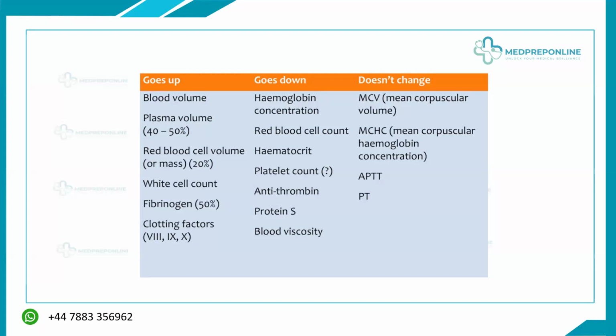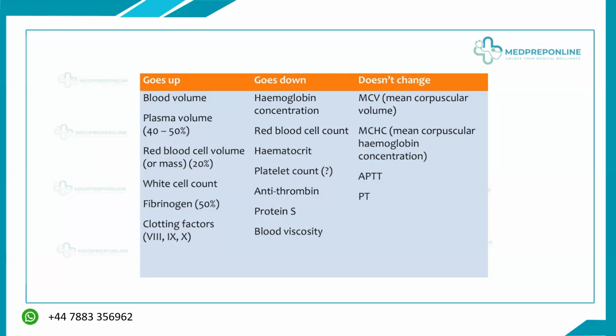APTT may sometimes go down because of the effect on factor 8, but usually remains unchanged. The bleeding time and the prothrombin time also remain normal. Now, because of the dilutional anemia, the hemoglobin concentration decreases, right? As we discussed, it goes lower than 11.5 grams per dL. Then the hematocrit becomes lower than 30%, and the red blood cell count may also go down.